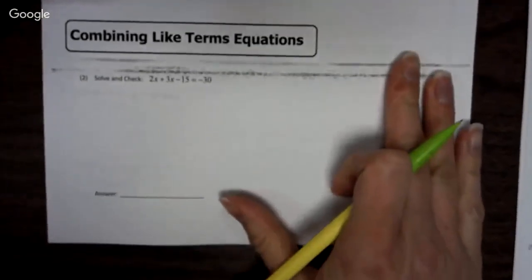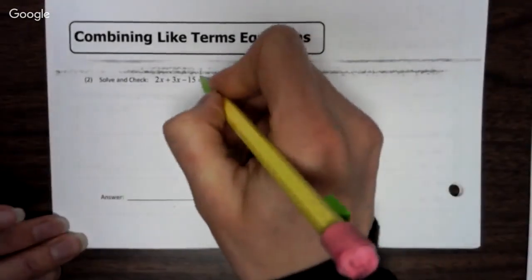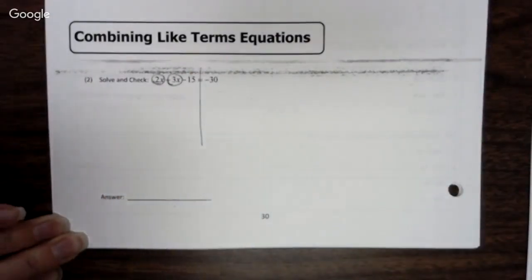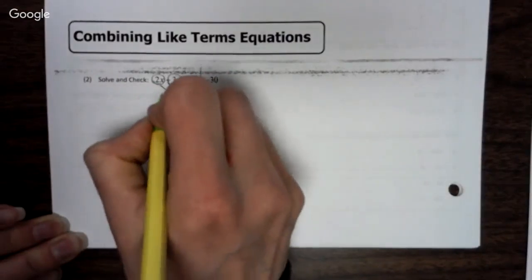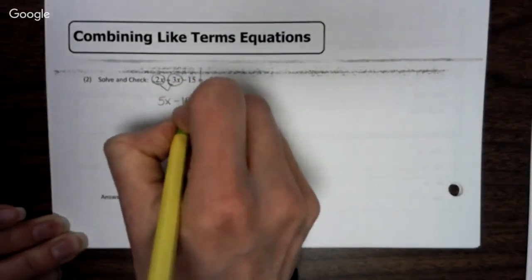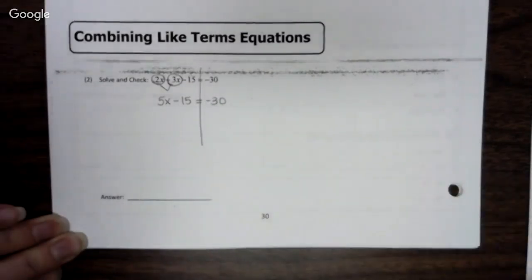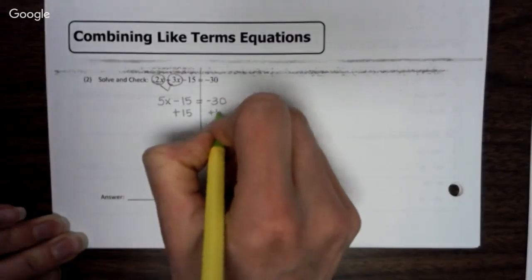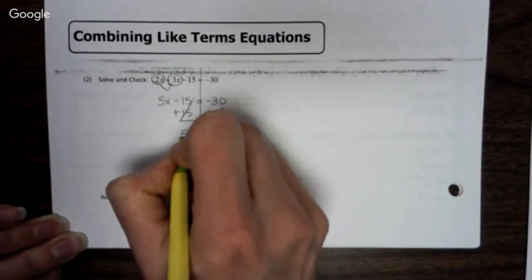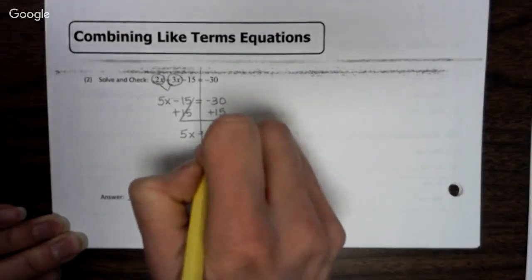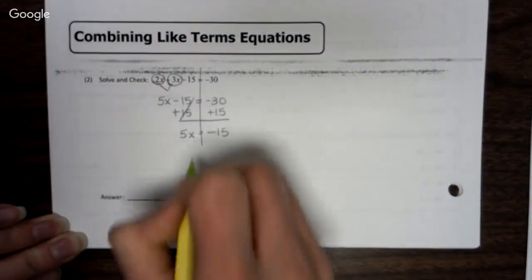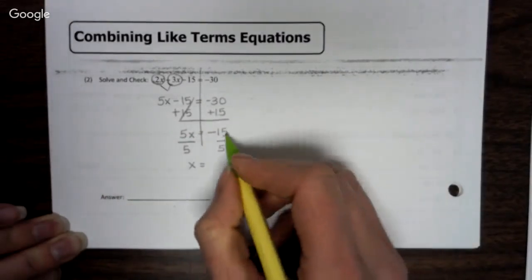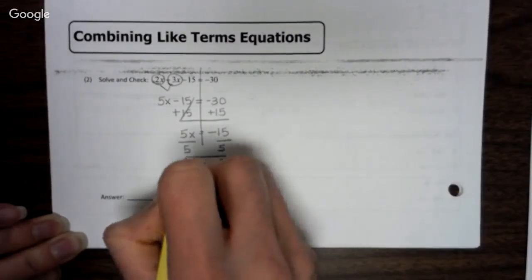All right, the next type of equation we're going to do is called combining like terms. So if you notice when we separate that into two equal sides, you have two terms with x's. They're on the same side, so we're going to add those together. 2x plus 3x is 5x. So now we're going to add 15 to both sides. So 5x equals negative 30 plus 15 is negative 15. We're going to divide both sides by 5. So negative 15 divided by 5 is negative 3. So that should be my answer.